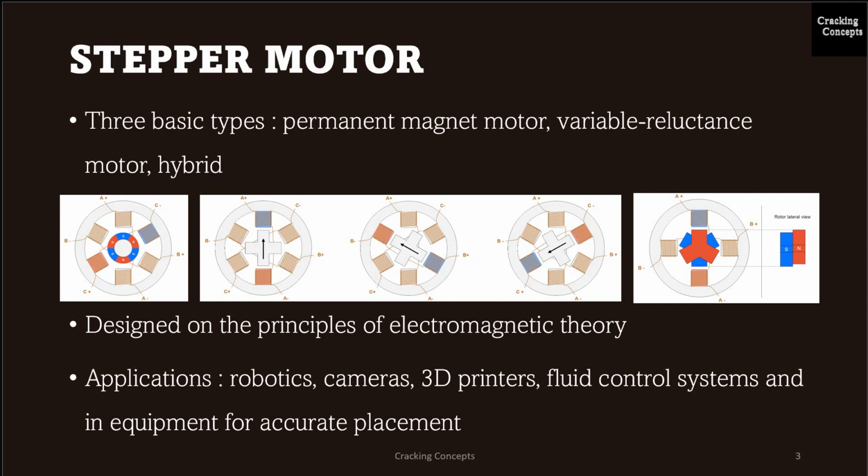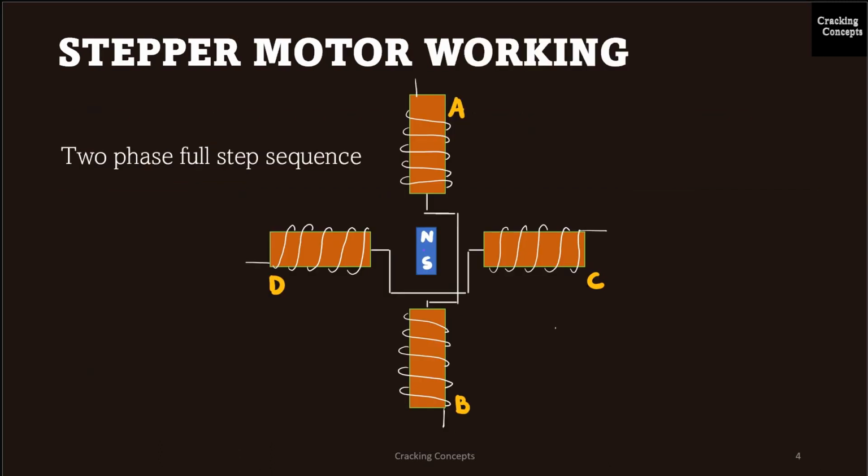The center tap on the stator winding allows the current in the coil to change direction when the windings are grounded. Stepper motors are used in applications like computing, robotics, cameras, scanners, 3D printers, fluid control systems, and in equipment for accurate placement. Now let us look into the working of a stepper motor.